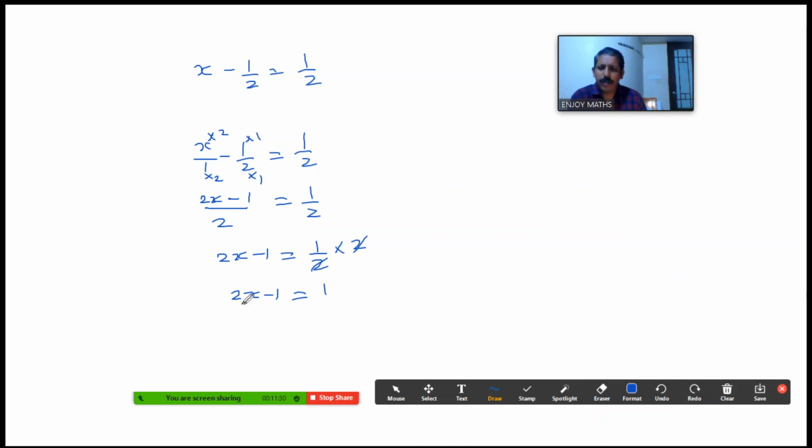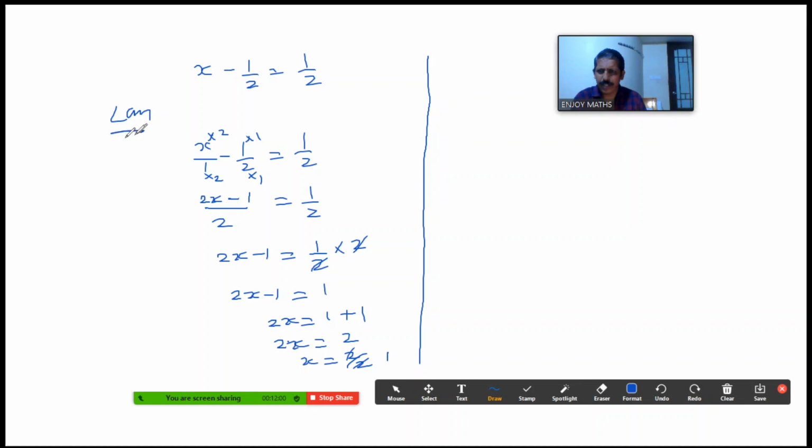Now, this variable is having number 2. So let me do this one last. This is separate. So minus 1, if I take it that side, 1 plus 1, here is 2x. So 2x is equal to 2. Okay, so x is equal to 2 by 2. You cut off 1. So x value is 1. Now, this is one way of doing, the LCM method. This is one way of doing.